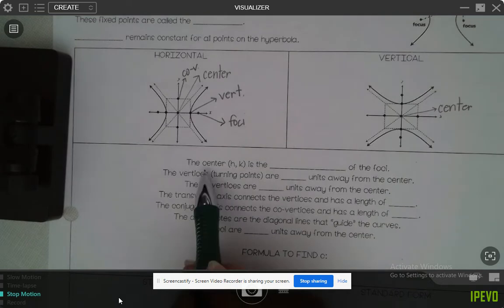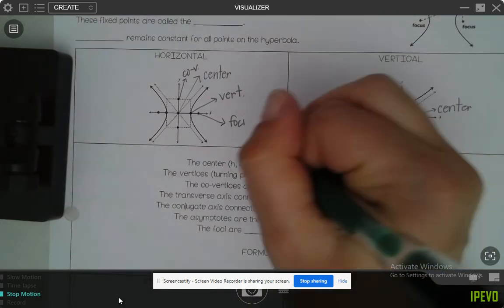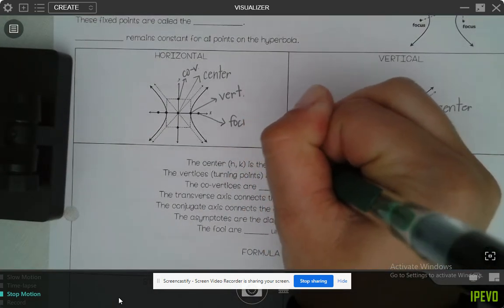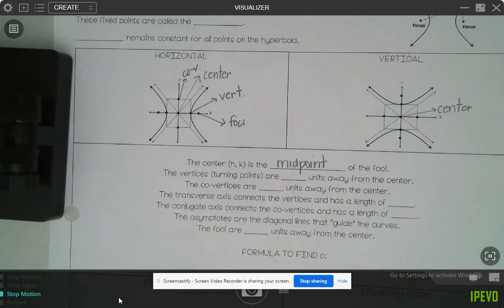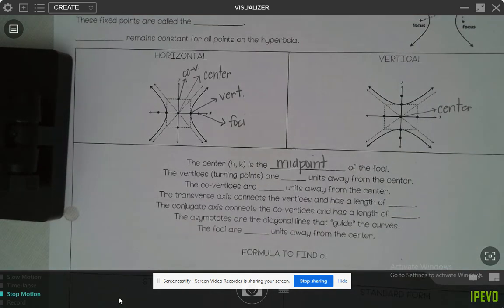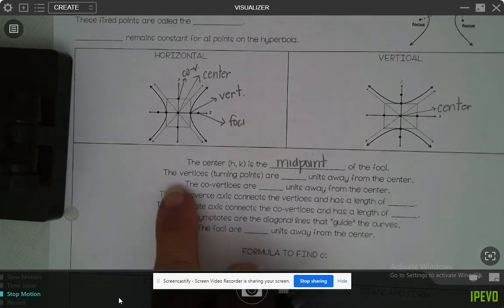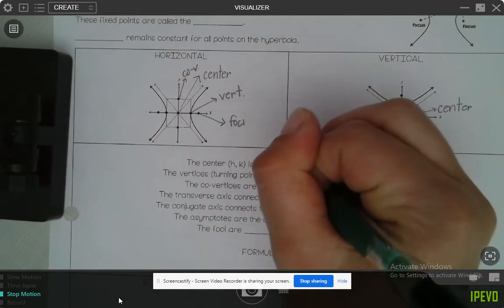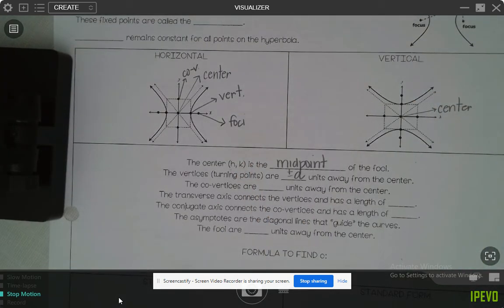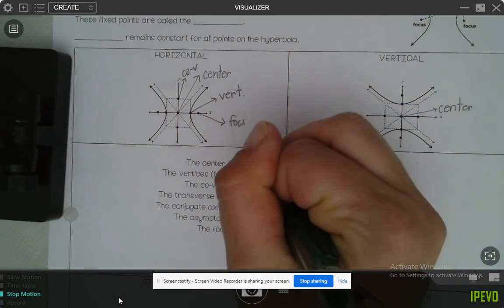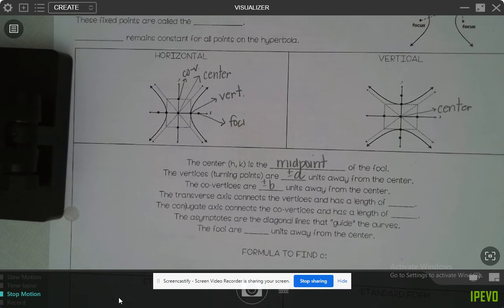Okay? The center, still (h, k), is the midpoint of the foci. It's also the midpoint of the vertices. It's also the midpoint of the co-vertices. It's also the intersection of the two asymptotes. It's all kinds of stuff. Vertices are the turning points. They are plus or minus a units away from the center, just like vertices with ellipses. They're the a value. Co-vertices are b units away from the center.